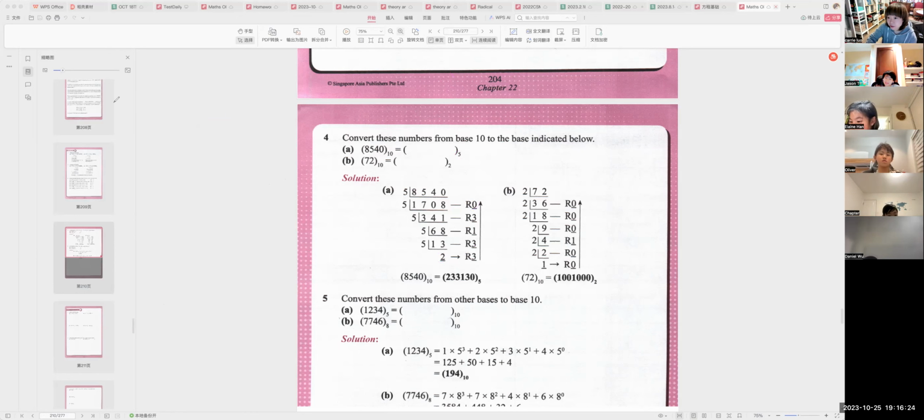Okay, get it? Okay, we do another one. 942. That's a base 10 number, and I want you to convert it into a base 5 number. Okay, so base 5 equals what?